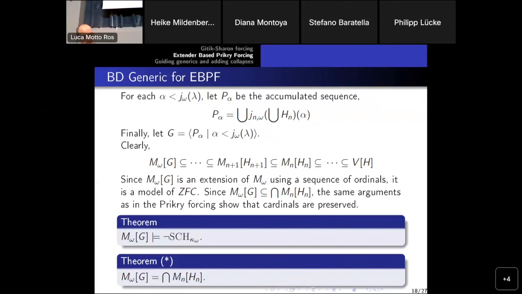So what did we get? We got a model, M_omega[G]. This model satisfies that SCH fails at kappa_omega. Indeed, 2 to the kappa_omega is going to be lambda. And we got that the GCH holds below kappa_omega. Actually, M_omega agrees with M_omega[G] about the subsets of kappa_omega. Got a model to the standard basis.